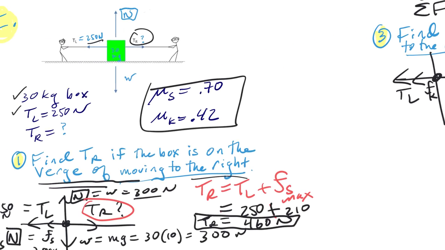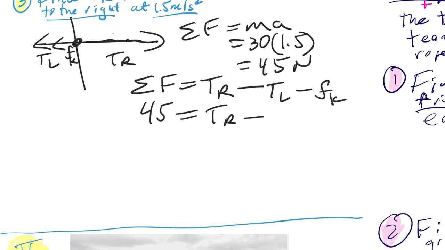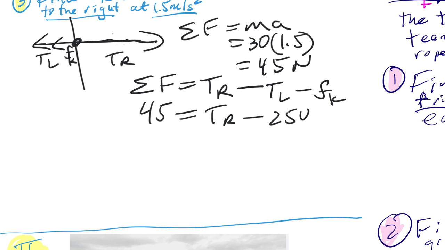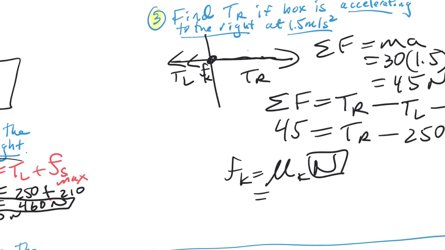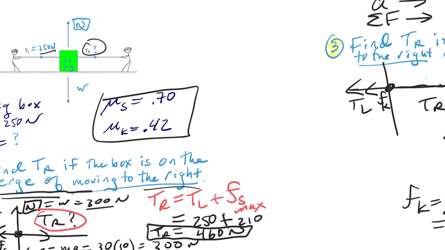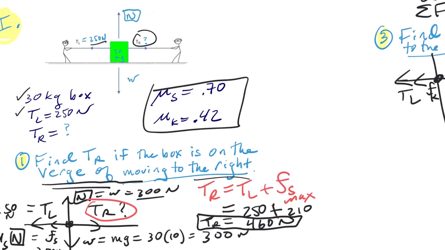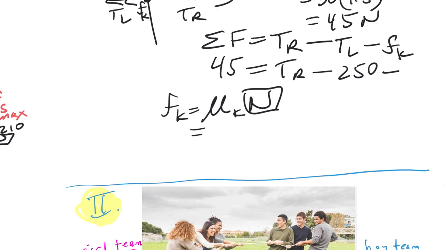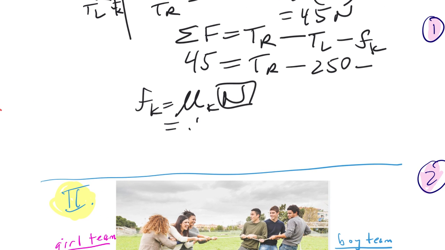TL is 250, same as it was before. And FK, I have to find that. FK equals mu K times N. So that equals 0.42 times 300, because the normal force is the same as the weight.